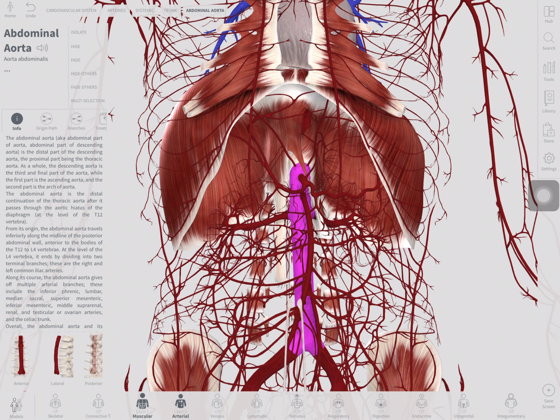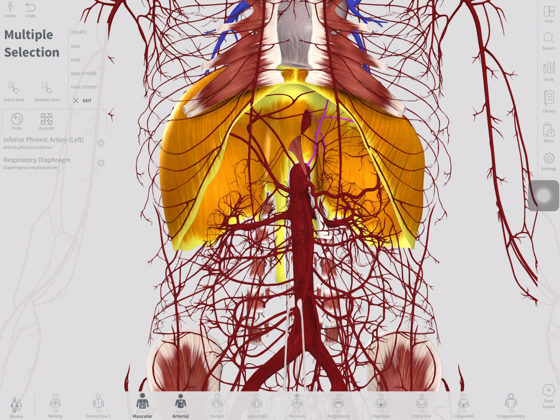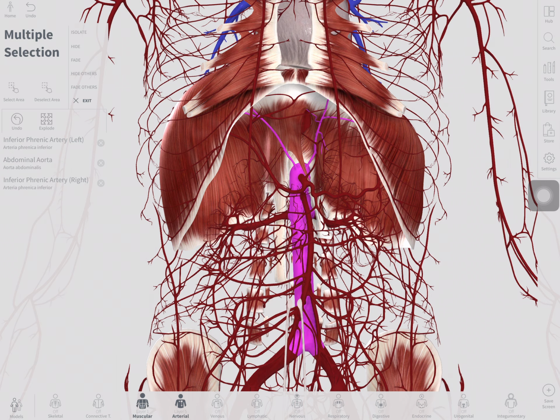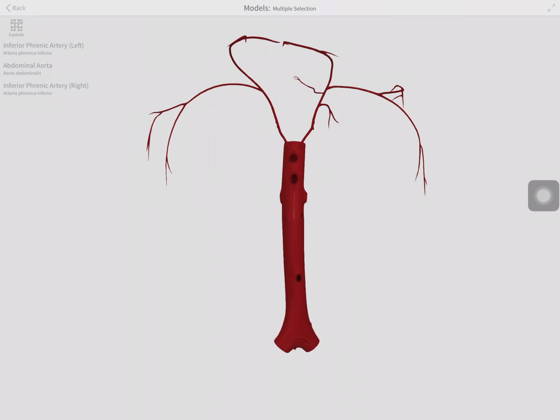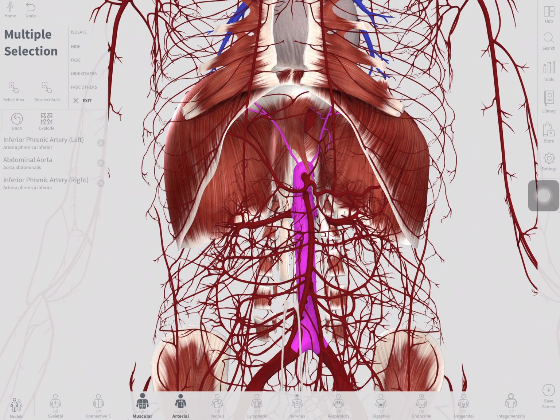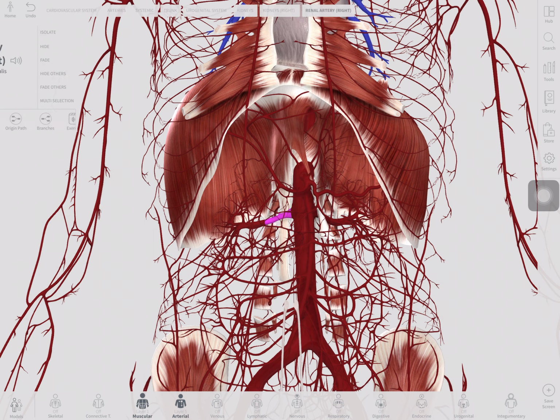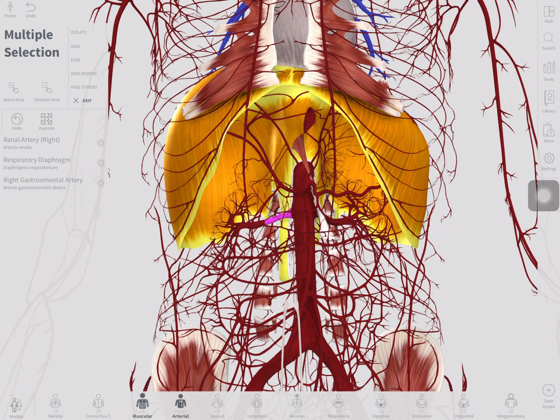Paired branches are the right and the left inferior phrenic artery, one pair. Then you have the renal artery, that is going to the kidneys, the right renal artery and the left renal artery. This is the left renal artery.